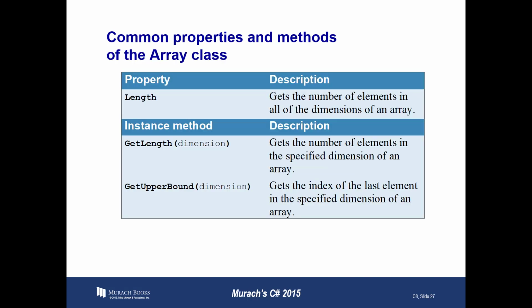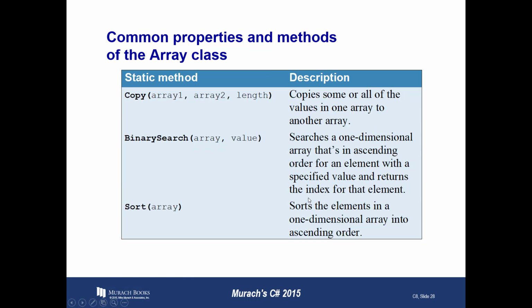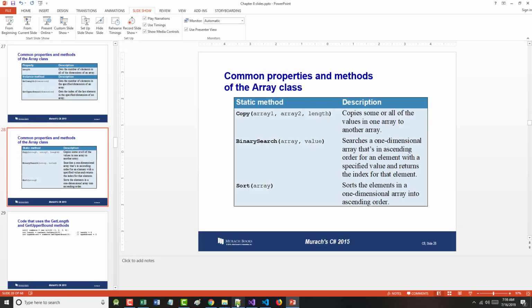Some common properties, we've talked about some of these already. We've talked about the length property. We've talked about the getLength method. And there's a getUpperBound too, gets the index of the last element in the array. There's other ones, copy. Copy some or all of the values in one array to another array. Binary search. And I want to very quickly show you a binary search.